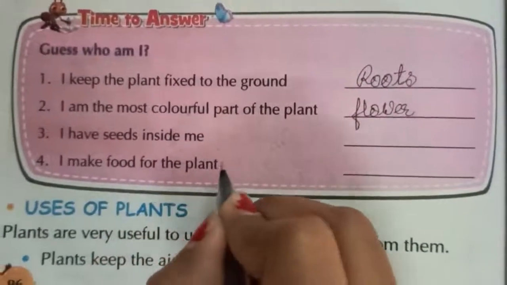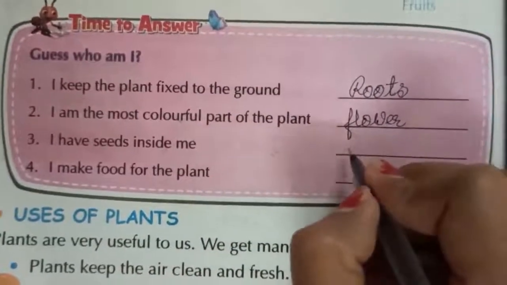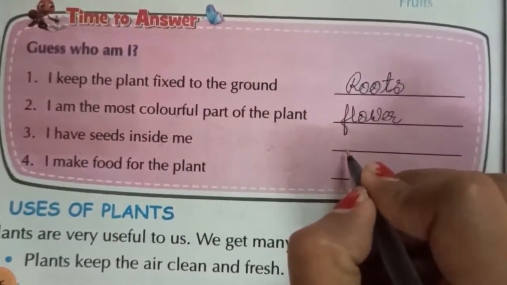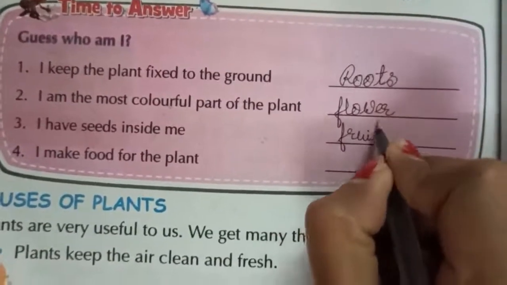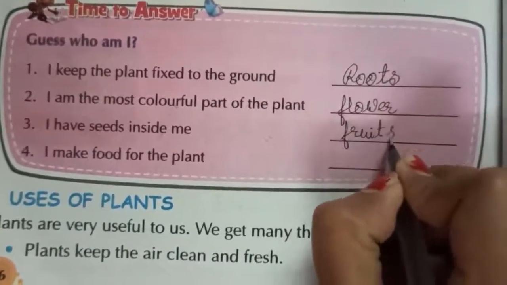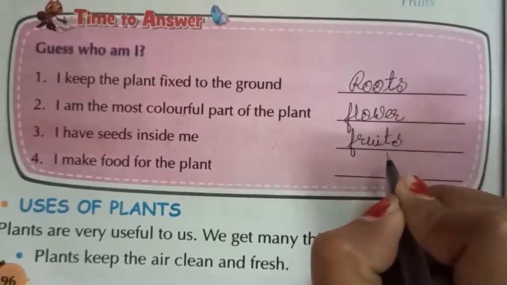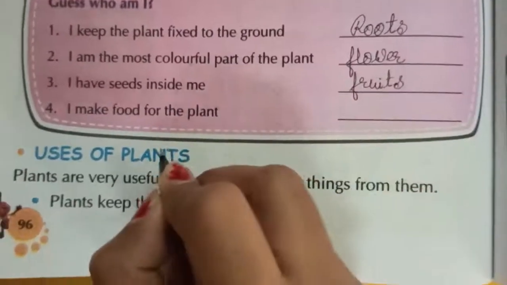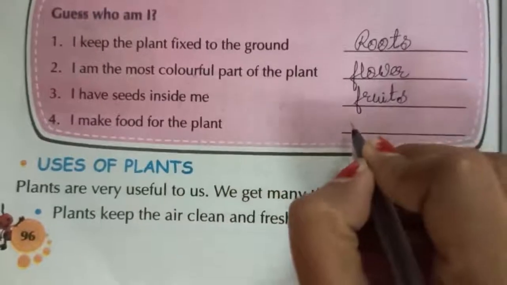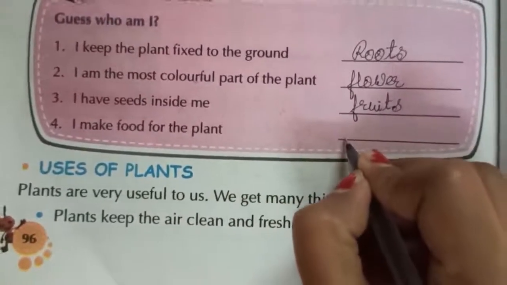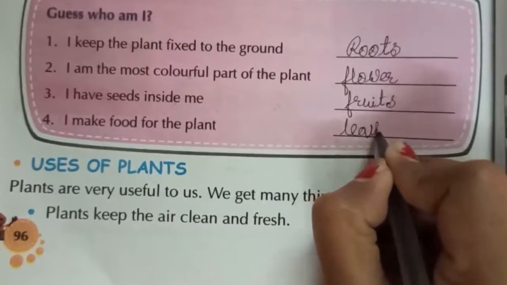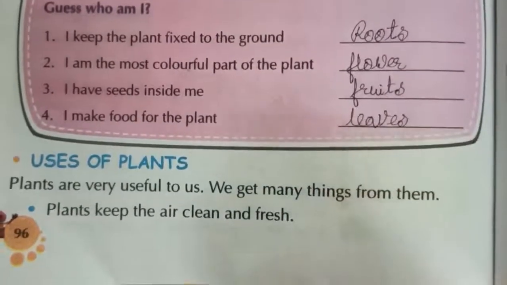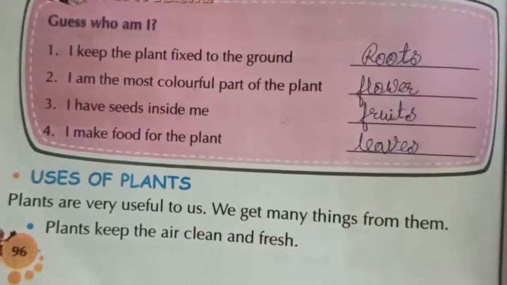Next, I have seeds inside me. Who has seeds inside? Fruits. So write the spelling of fruits. I make food for the plants. Who makes food for the plants? Leaves. So write the spelling of leaves. Now see our next point.